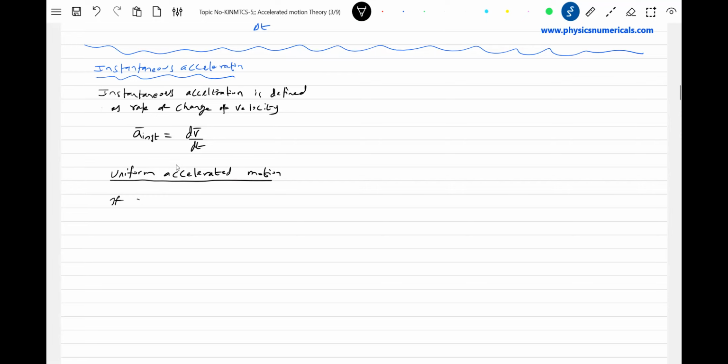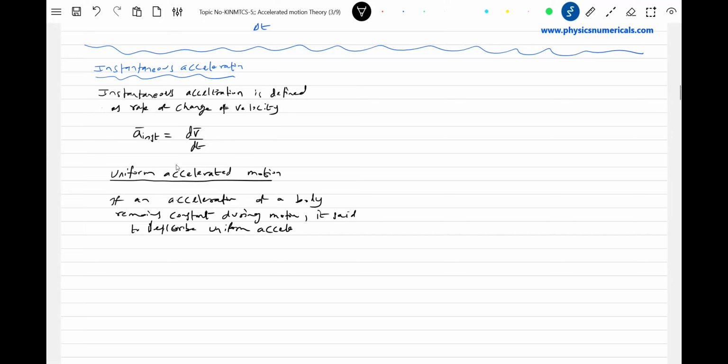If the acceleration of a body remains constant during motion, it is said to describe uniform accelerated motion. The acceleration must remain constant during motion. Then the body is said to be in uniform accelerated motion. So how to express that uniform accelerated motion?